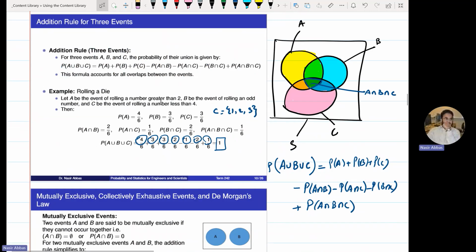There are some questions in the exercise that I saw related to 3 events, union of 3 events. So you might be asked to use the addition theorem for 3 events.